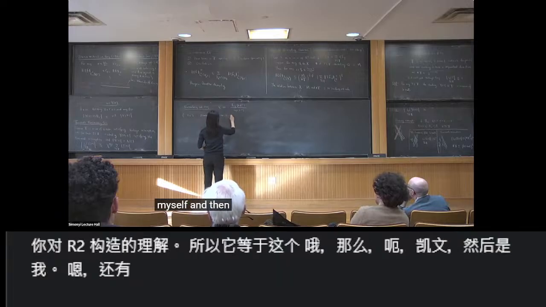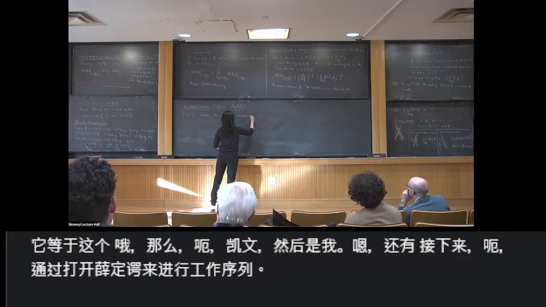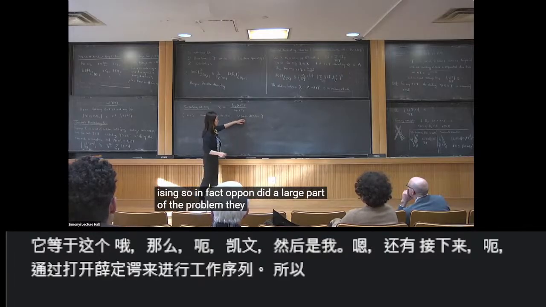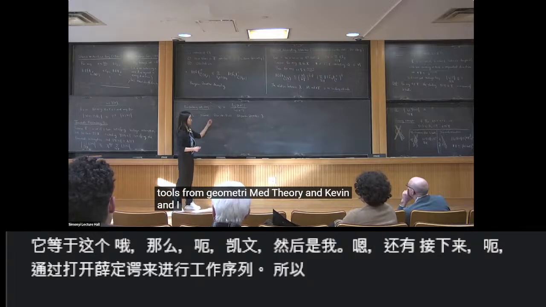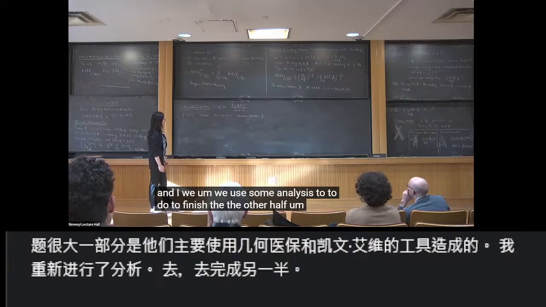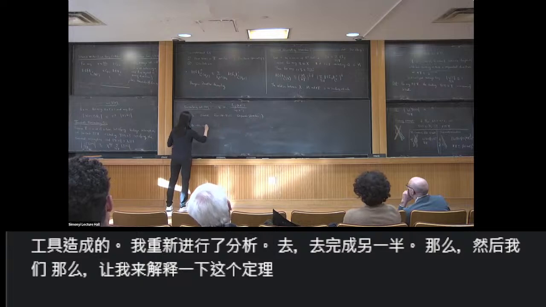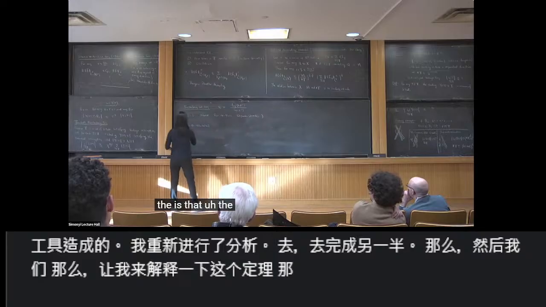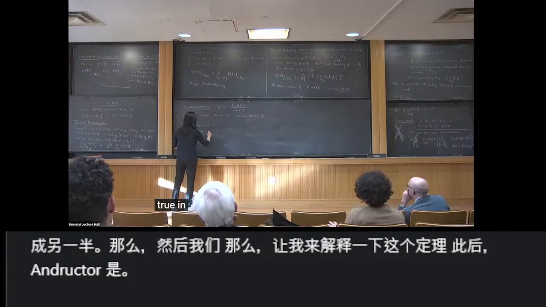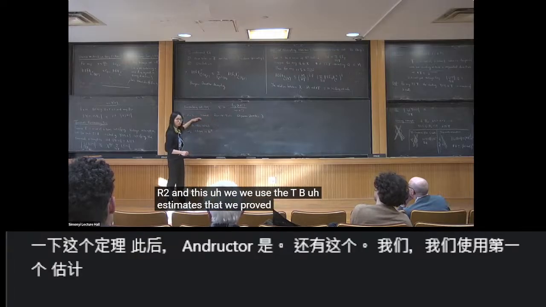following a sequence of work by Orponen and Shmerkin. In fact, Orponen and Shmerkin did a large part of the problem. They use mostly tools from geometric measure theory, and Kevin and I use some Fourier analysis to finish the other half. Let me state the theorem: this conjecture is true in R2, and we use the Furstenberg estimates that we proved in R2 as a black box.